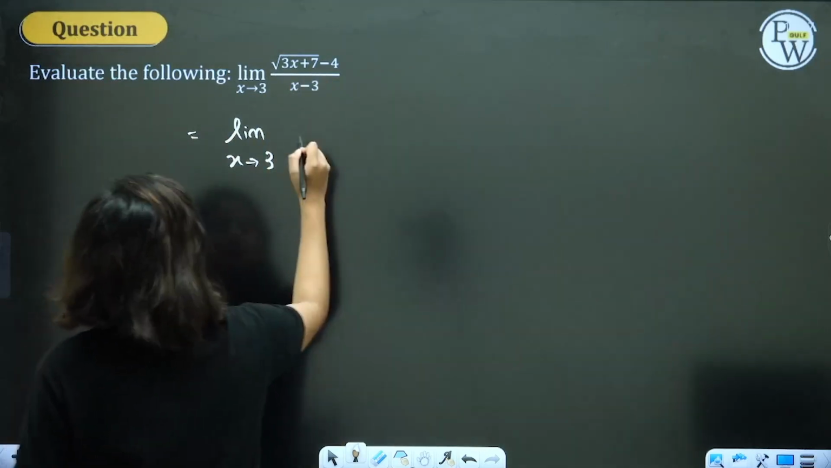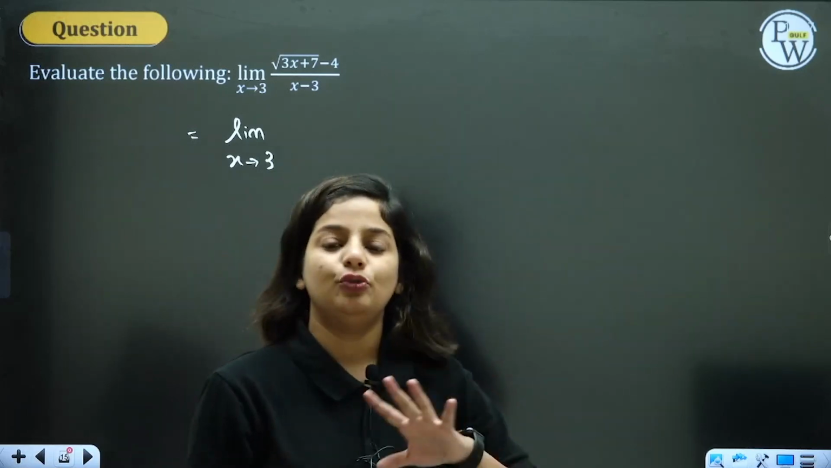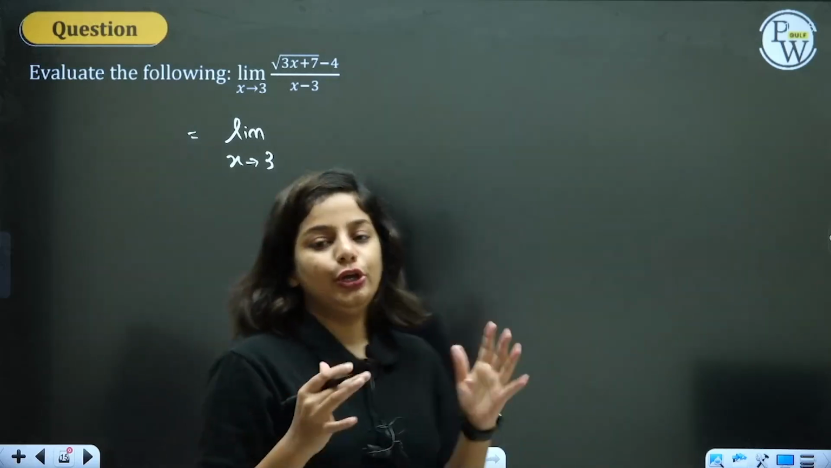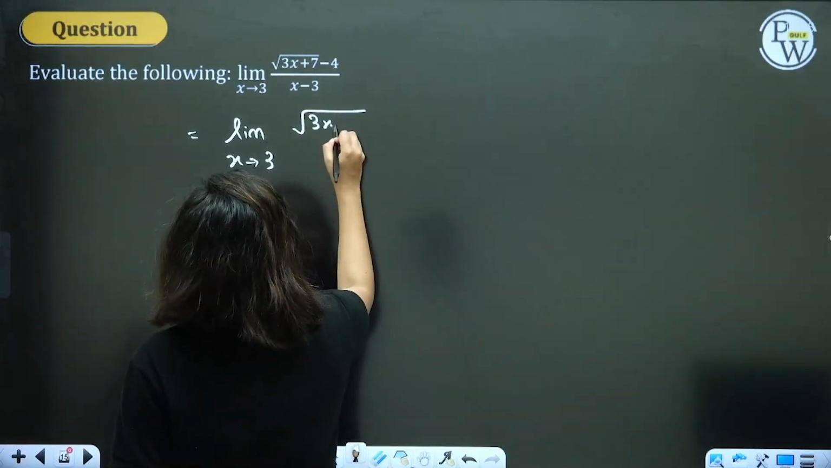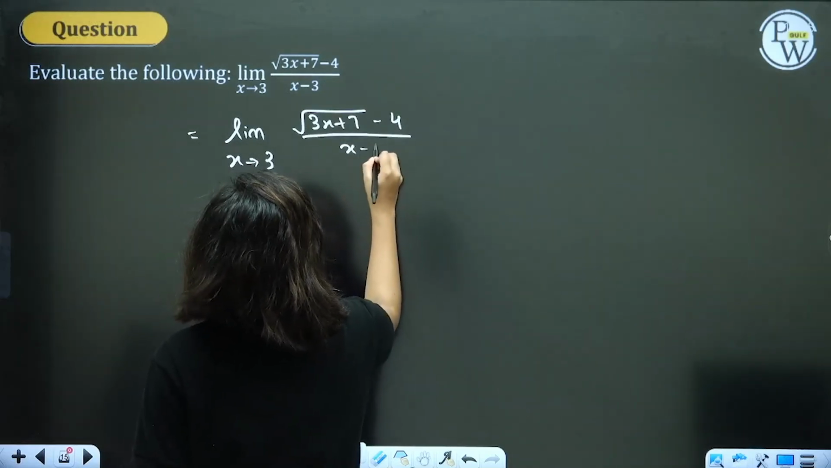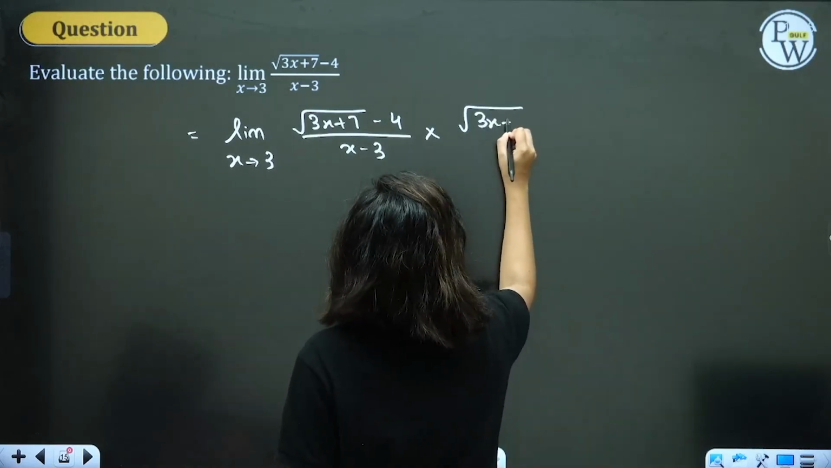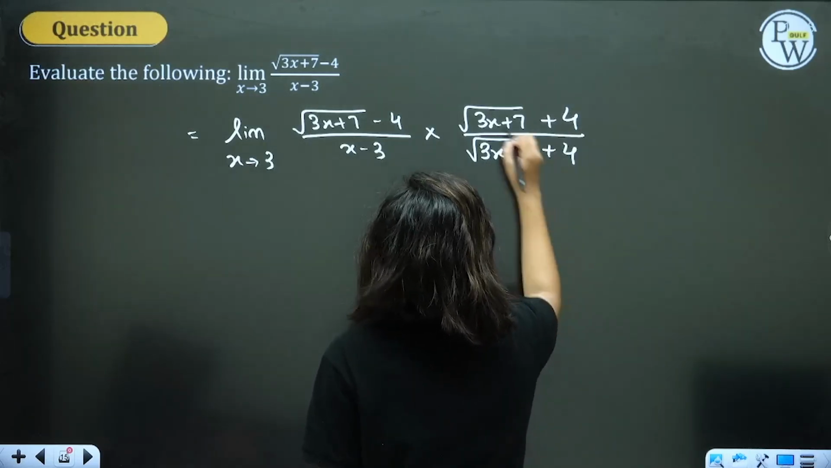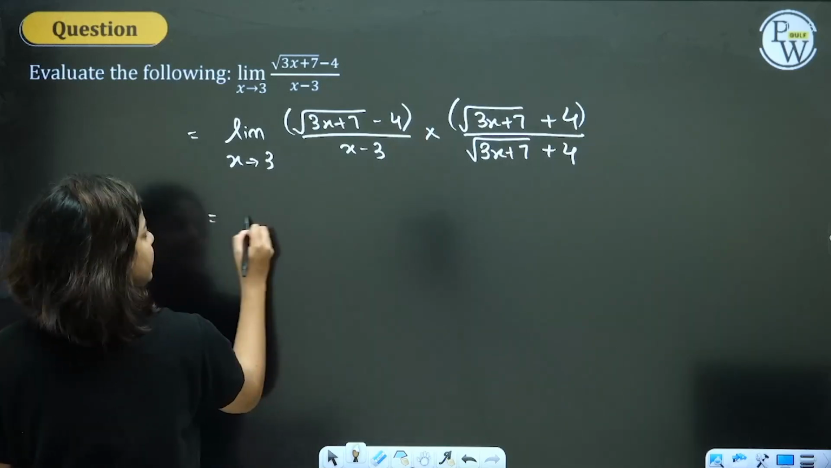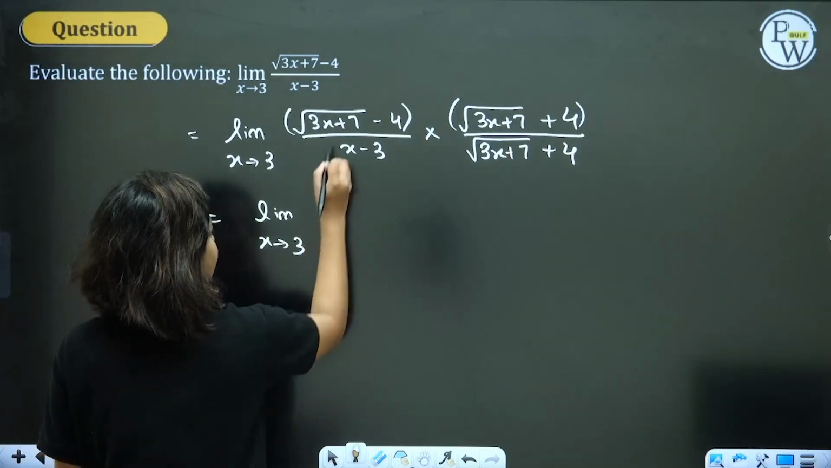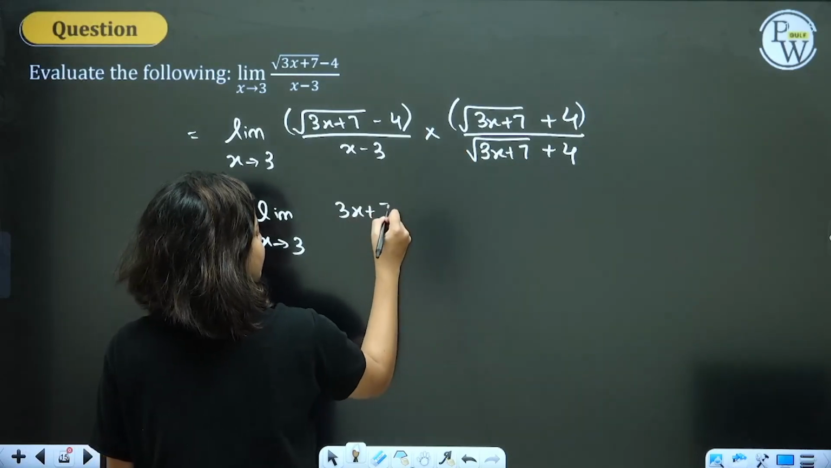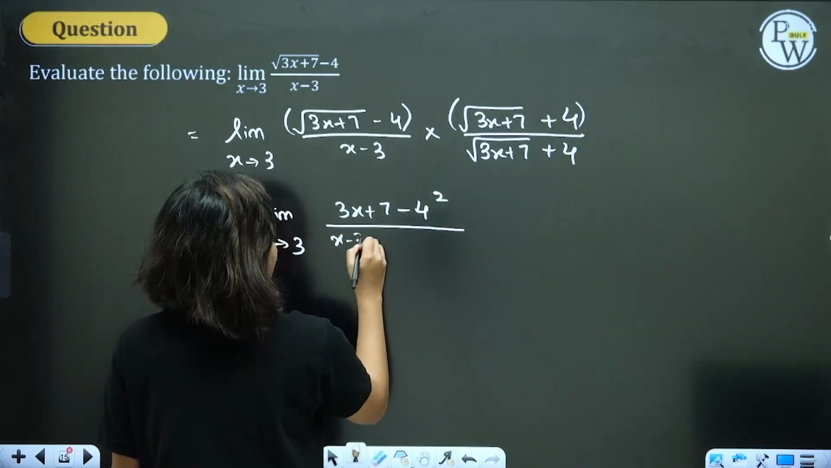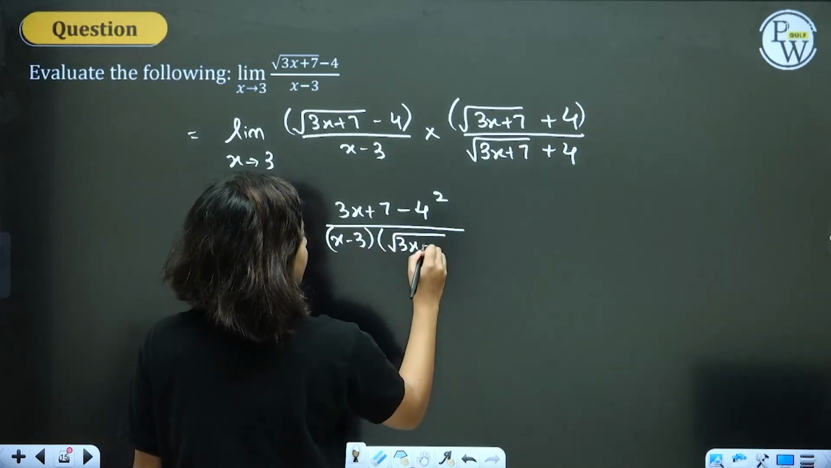For example, in this question, you can see the numerator has a square root, so you will rationalize the numerator. In some questions, you will have to rationalize the denominator, and in some questions, both the numerator as well as the denominator, if the square root is in both. Here, I am rationalizing only the numerator because the square root is only in the numerator. The numerator becomes the formula a minus b into a plus b, which is a square minus b square, upon the denominator x minus 3 into root of 3x plus 7 plus 4.